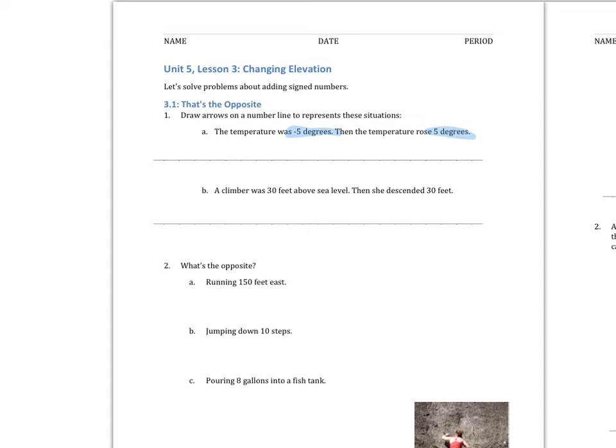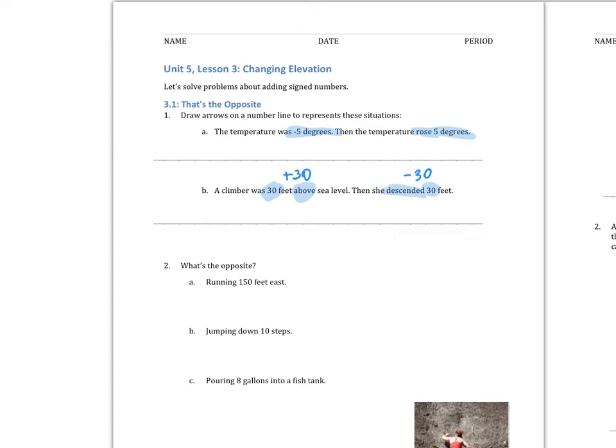Now the word rose is what tells us that it is a positive 5. In B, it says a climber was 30 feet above sea level. Because it's 30 feet above, that tells us we're going to have a positive 30. And then it also says she descended 30 feet. Descended 30 feet tells us that we are going to have a -30. So again, those are both opposites.